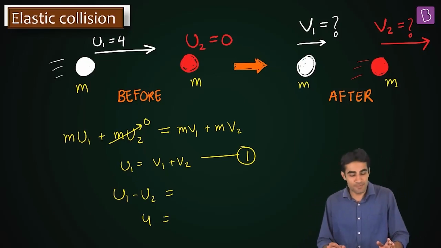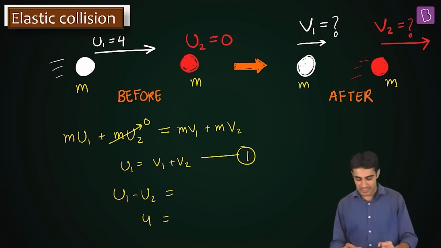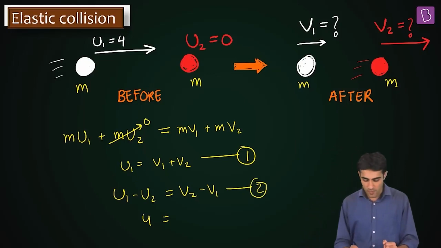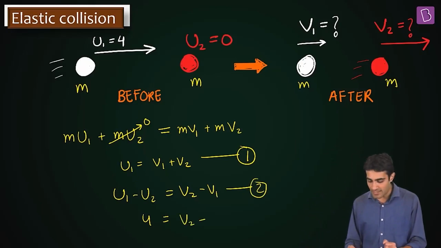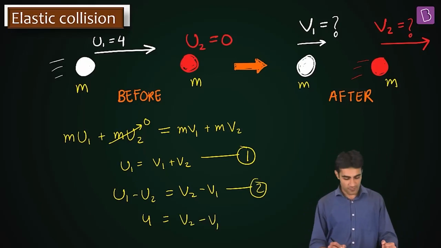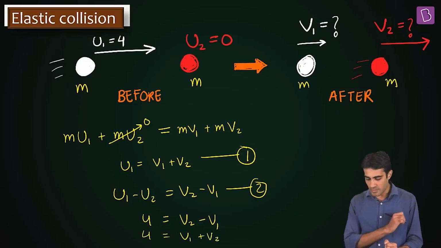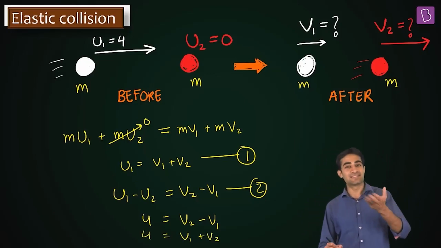So what is the speed of separation? We can see speed of separation is v2 minus v1. Yes, this is equation 2. So 4 must be equal to v2 minus v1. This we get from equation 2, and from equation 1 we got 4 is equal to v1 plus v2. So from these two equations we get these things.